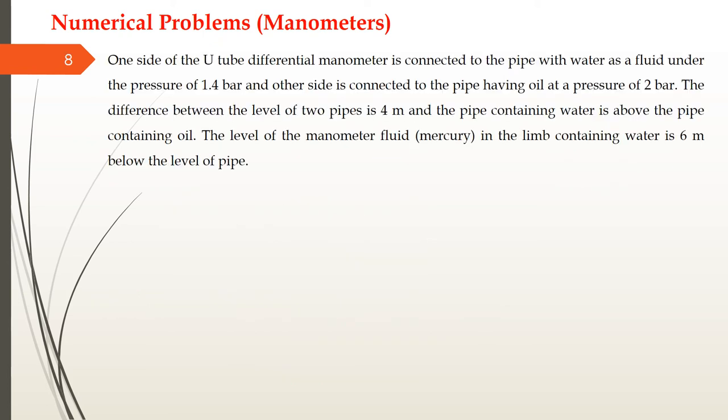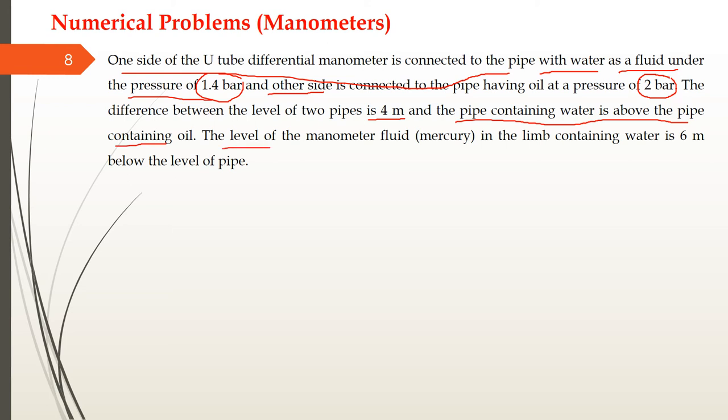So coming towards the last problem on manometers. In that case, we have a U-tube differential manometer which is connected to a pipe with water. On one side the water is the fluid, which is at a pressure of 1.4 bar, and the other side is connected to a pipe which has some oil under a pressure of 2 bars. The difference between the levels of the two pipes is 4 meters, and the pipe containing the water is above the pipe containing oil.